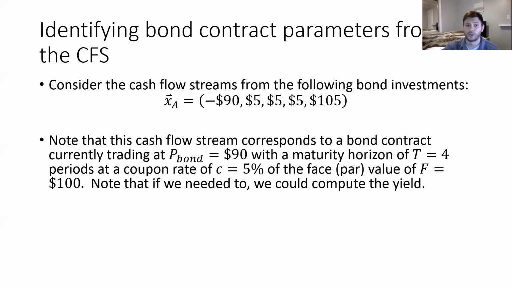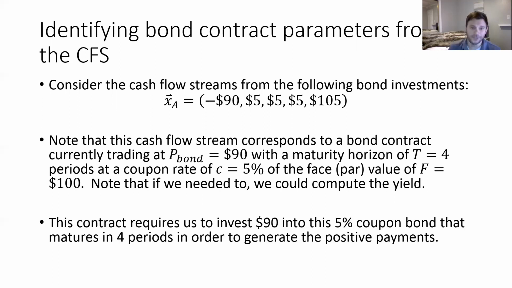We just calculate the internal rate of return of that payment stream, and that would give us the yield to maturity on the bond. Okay, so this bond contract, it requires us to invest $90 into this 5% coupon bond that matures in 4 periods. In order for us to generate these payments, right, I have to invest $90. So that cash flow stream represents an investment of $90 into this bond.